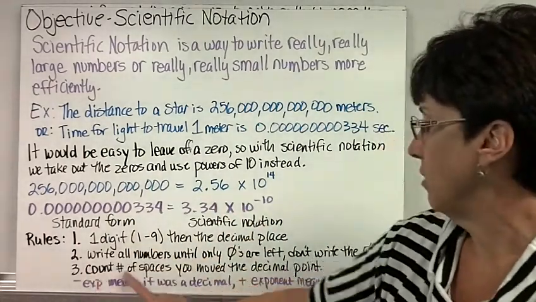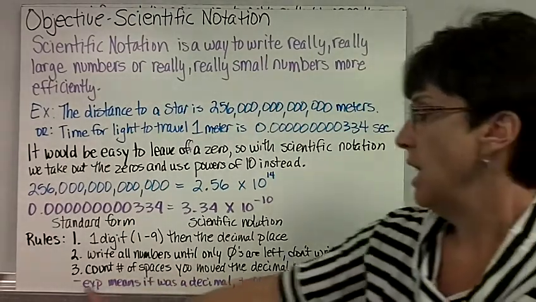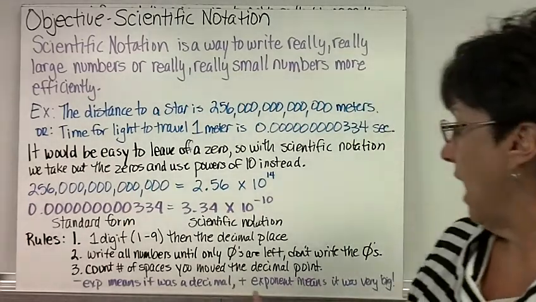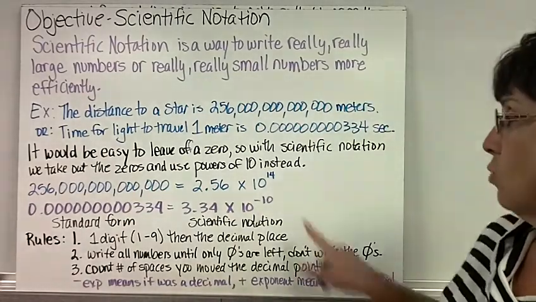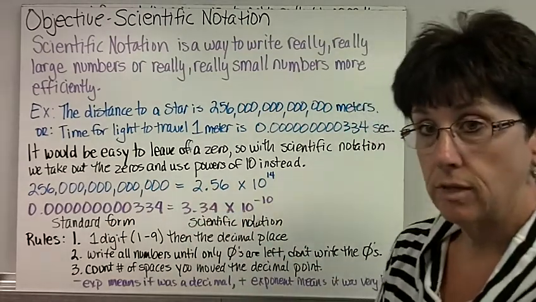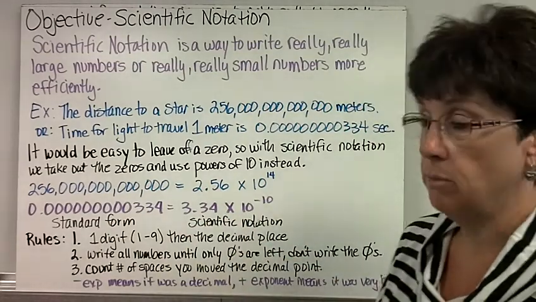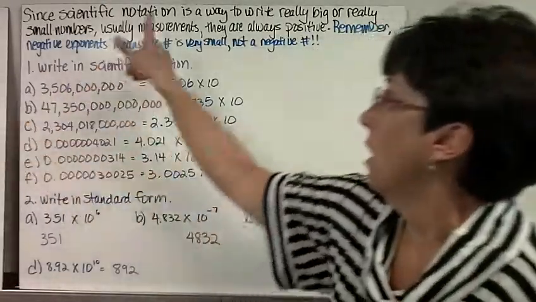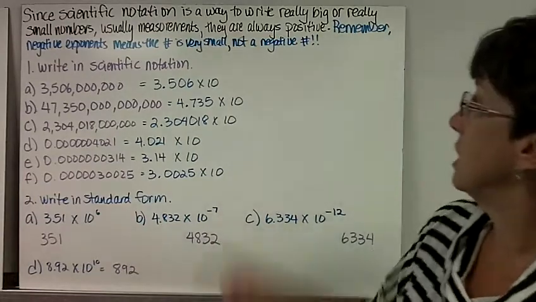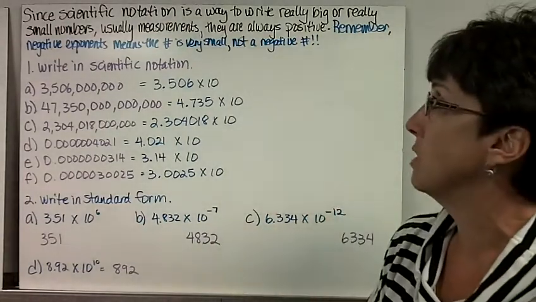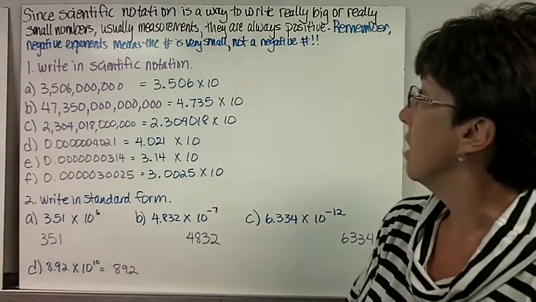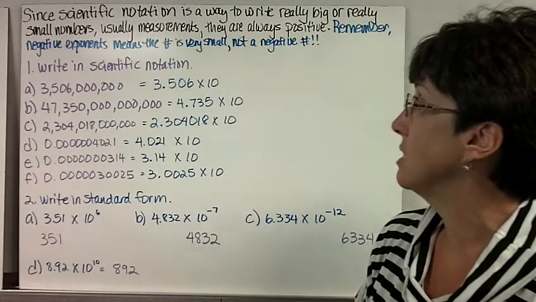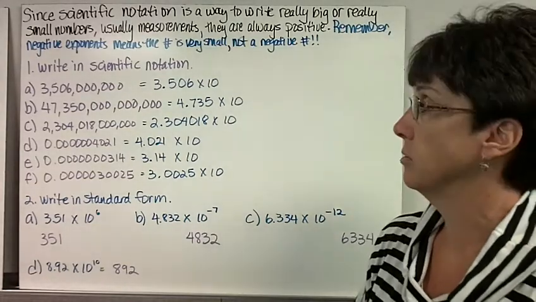Number 3, count the number of spaces you move the decimal point. It's a negative exponent if it was a decimal to begin with, and a positive exponent if it was a really big number to begin with. So write those rules down, and then we'll do some examples. Since scientific notation is a way to write really big or really small numbers, usually measurements, they're always positive. Remember, the negative exponent means the number was really small, not a negative number, okay?